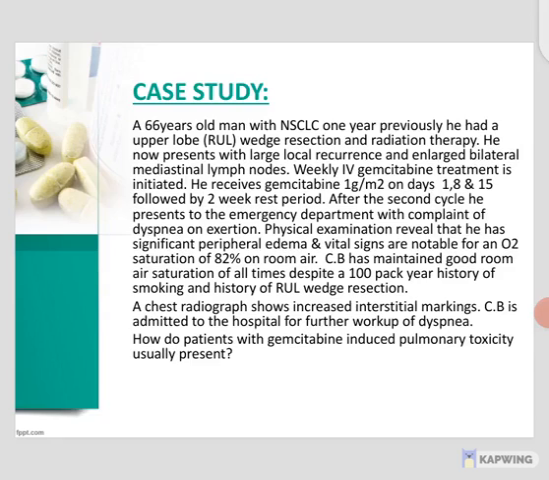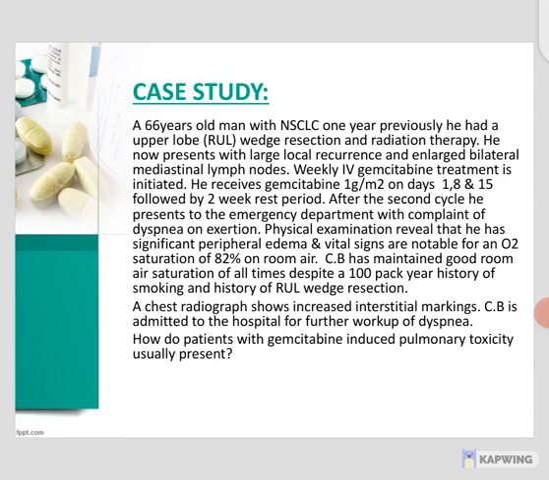After the second cycle, he presents to the emergency department with a complaint of dyspnea on exertion. Physical examination revealed significant peripheral edema, and vital signs are notable for an oxygen saturation of 82% on room air. CB had maintained good room air saturation at all times despite a 100-pack-year history of smoking and a history of RUL wedge resection. A chest radiograph shows increased interstitial markings. CB is admitted to the hospital for further workup of dyspnea.